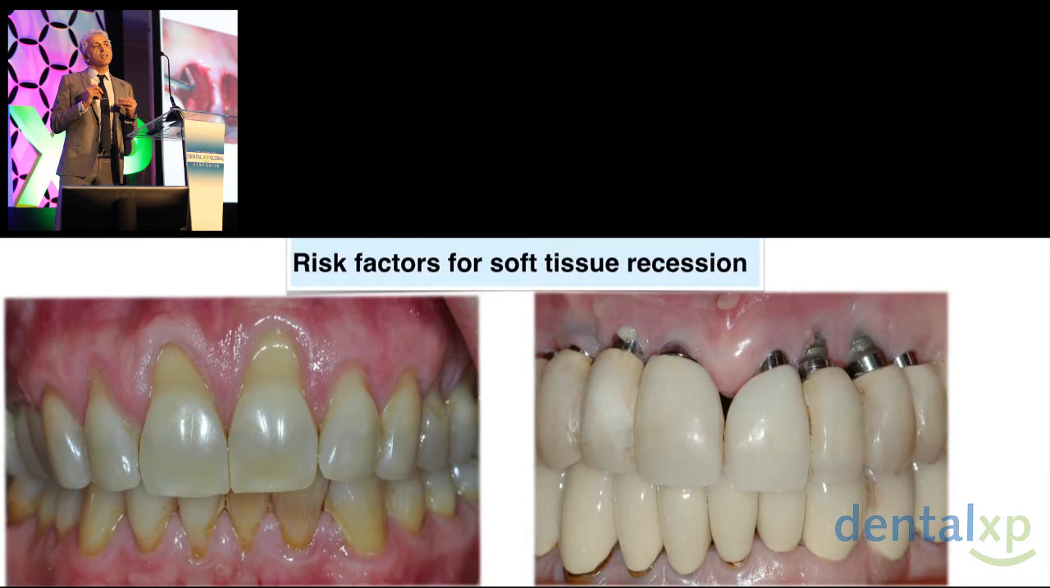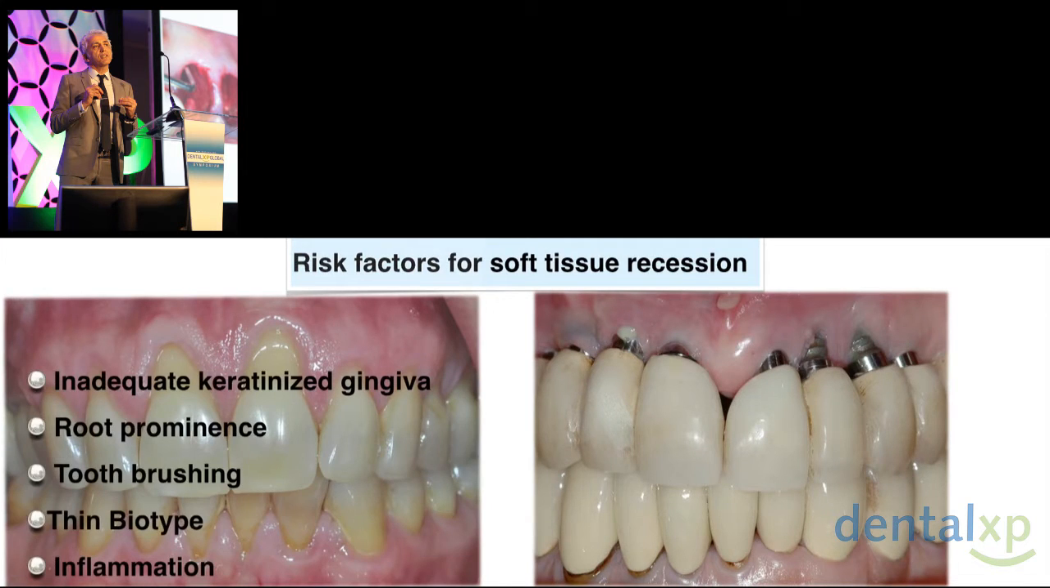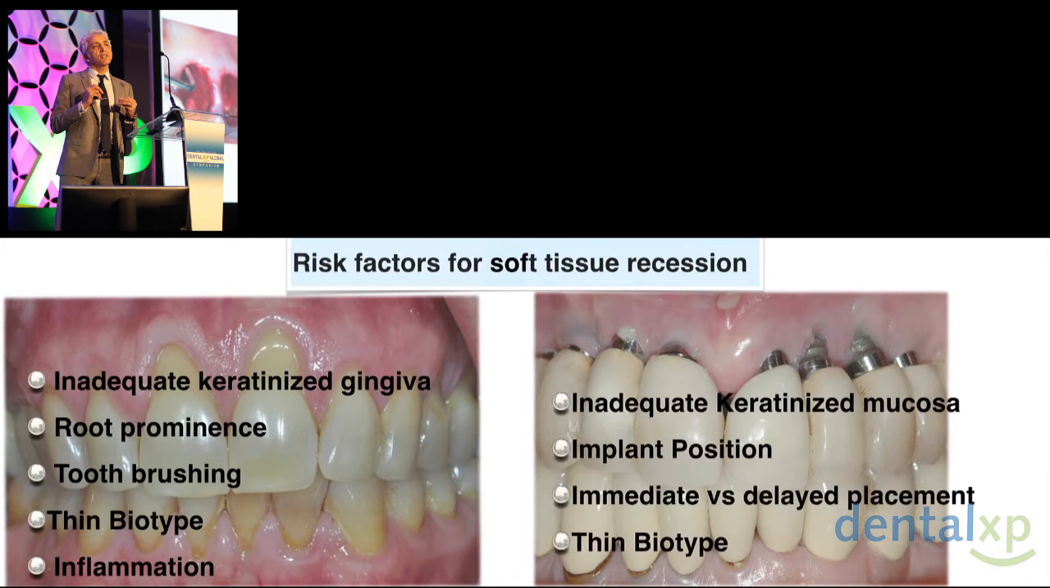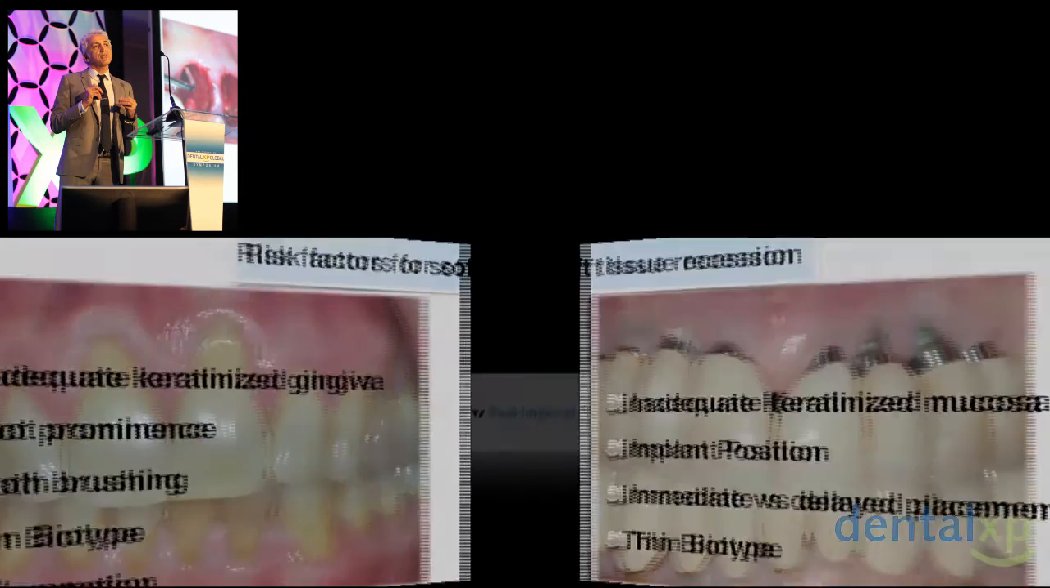When we see recession around teeth, the first thing we have to do is a risk assessment. What are the factors responsible for the recession defects? There are a number of factors, and most are familiar with that. We also see recession, soft tissue defects, and deficiencies around dental implants. We likewise have to do a risk assessment, and we'll get to some of these aspects.